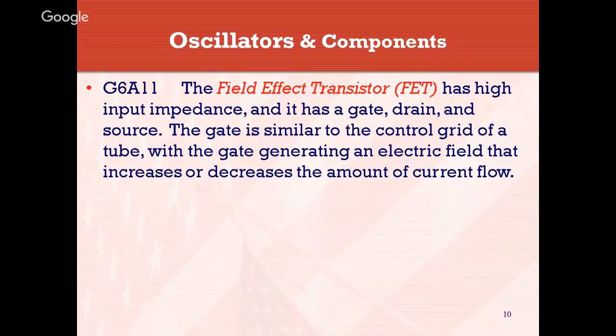FETs, field effect transistors, have a high input impedance, and they have a gate, drain, and source. They're a little different than your standard transistors, which have different names for the components. In an FET, those components are called a gate, drain, and source. You have a collector, base, and emitter in a standard transistor. But the gate does exactly what the name implies. It controls the grid of a tube, with the gate generating an electric field that increases or decreases the amount of current flow.